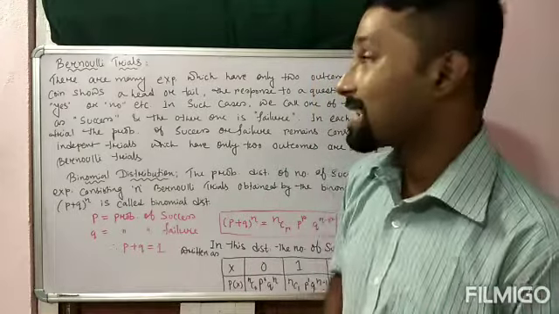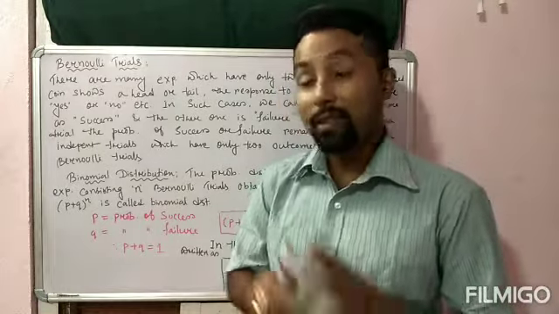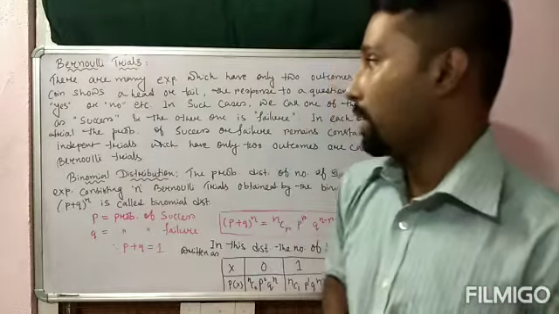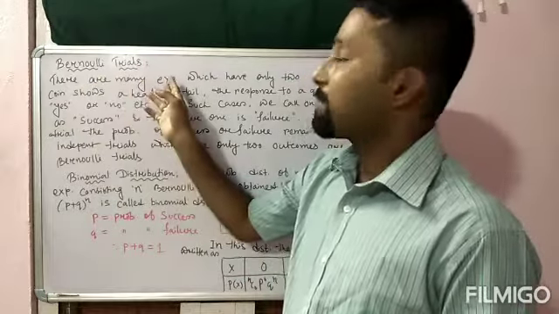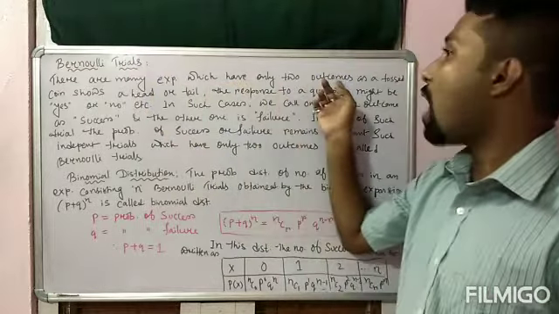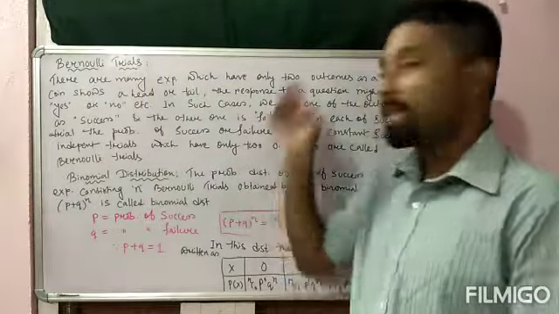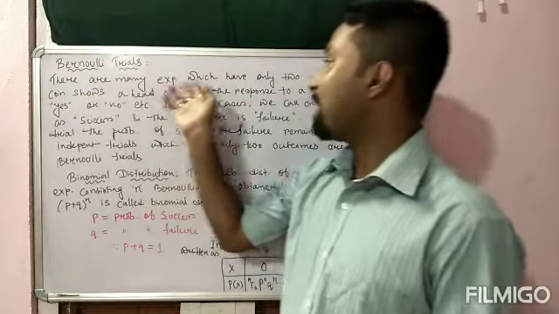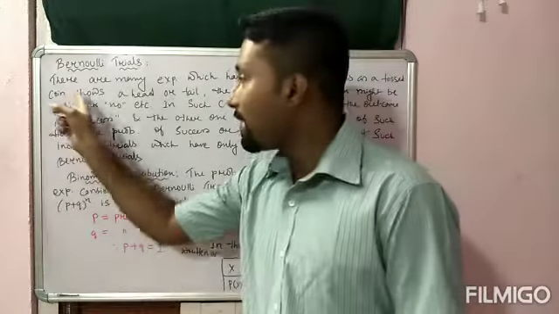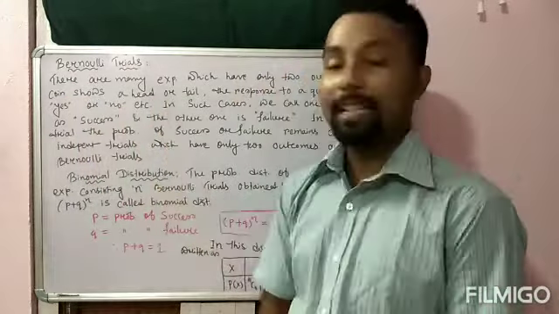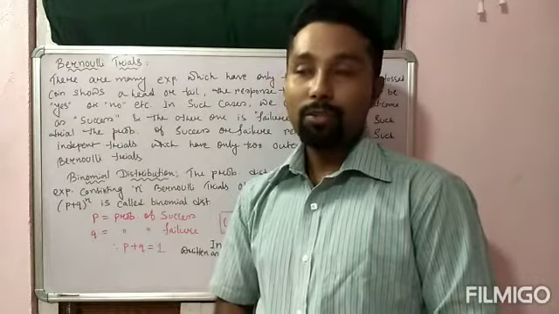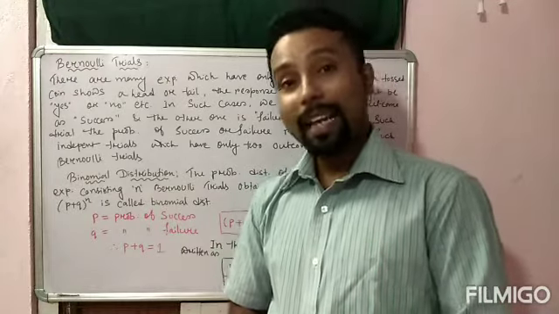Okay? So let us first discuss the definition of Bernoulli trials. What is the meaning and what is the use? When do we have to use Bernoulli trials? See, there are many experiments which have only two outcomes. Outcomes means results. As a tossed coin shows a head or a tail. We know a coin has only two faces, head and tail. So there can be two outcomes, either head or tail.